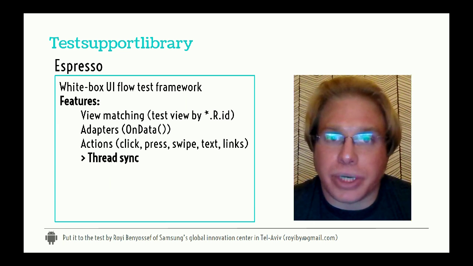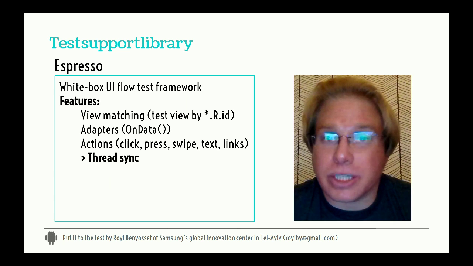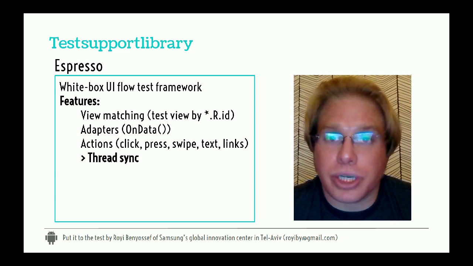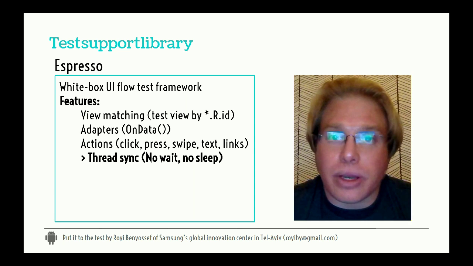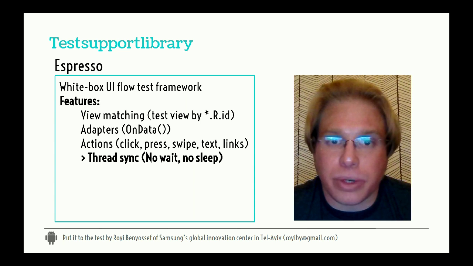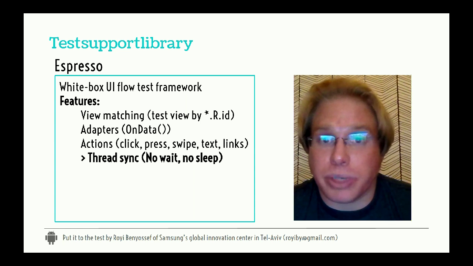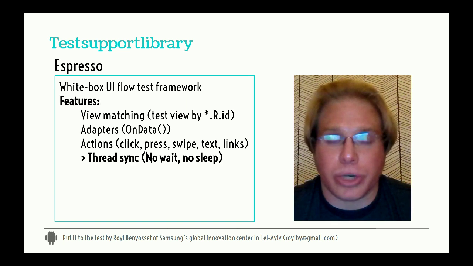Now the crown piece. Espresso has a built-in thread sync system, which is deterministic. What does that mean? It knows when the async thread is finished and then continues the test. No more using wait or sleep and getting mad when a test fails because of milliseconds rather than actual issues.